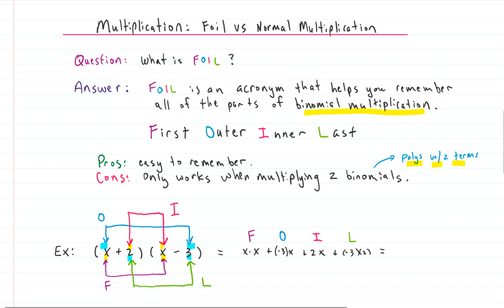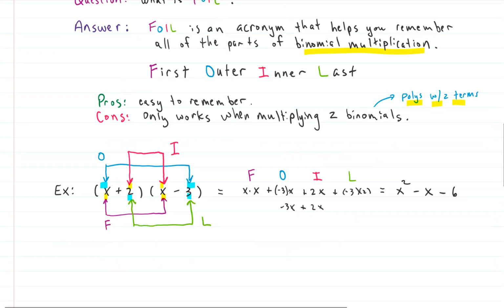If we simplify now, we get x times x, which is x squared. We get negative 3x, and this is positive 2x. So when we add those together, we just get negative x, because 2 minus 3 is negative 1. And then negative 3 and 2 give us negative 6. So that's our answer, x squared minus x minus 6.